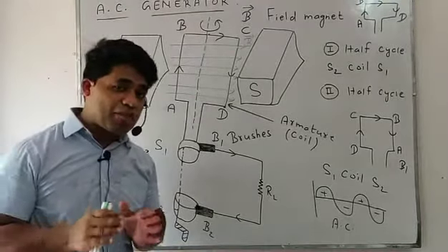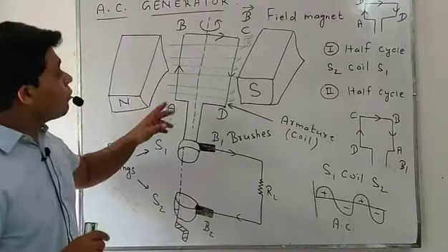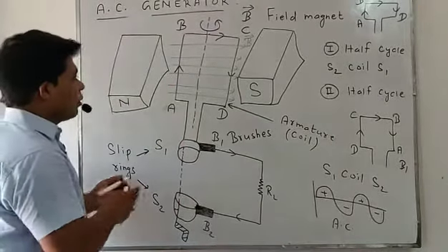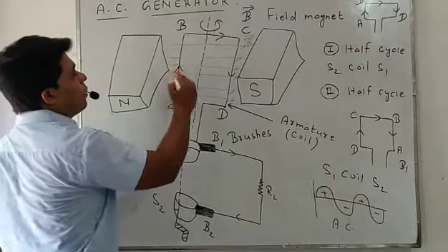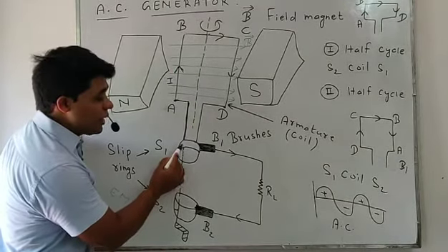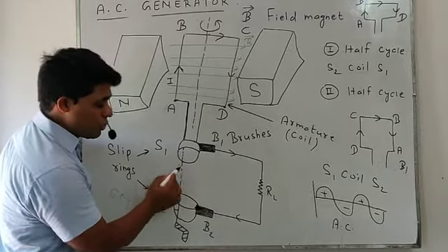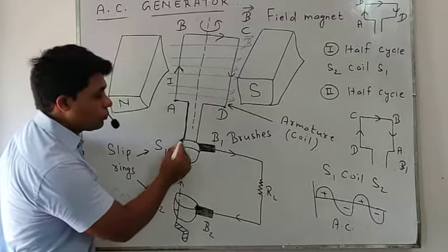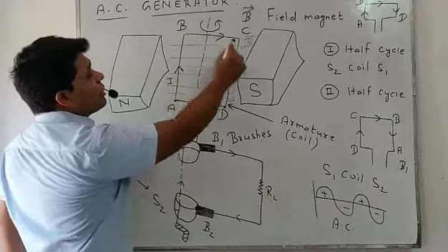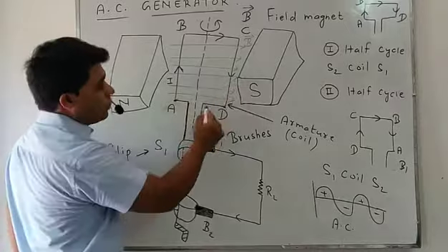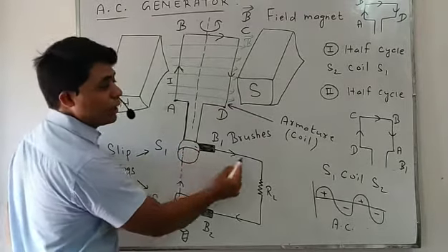It means in first half cycle the direction of current will be from A to B. The direction of induced current is from A to B. This wire is passing from the inside of S1, so it is not in contact with S1. So in first half cycle current is coming from S2, coming from S2 coil and then S1 and then load resistance.